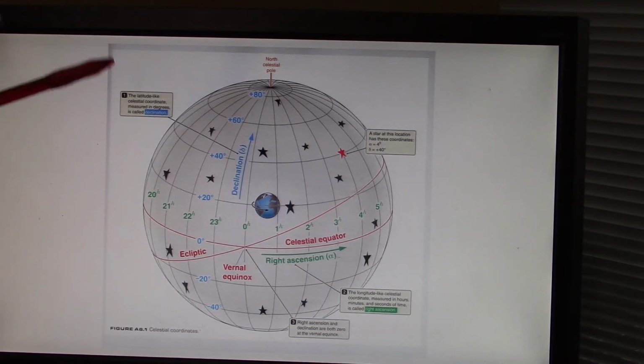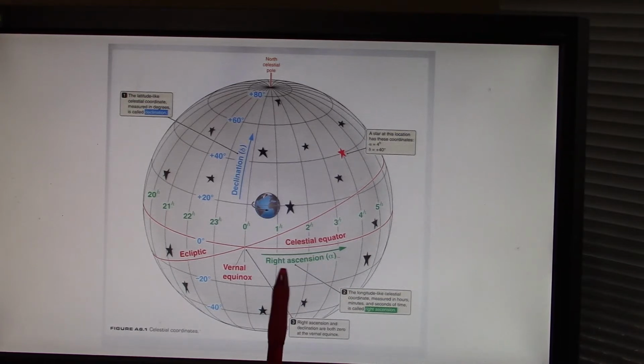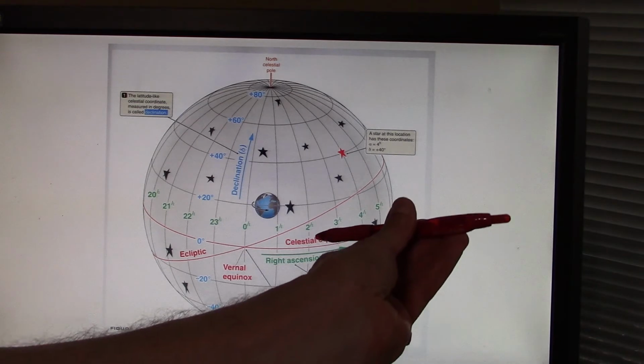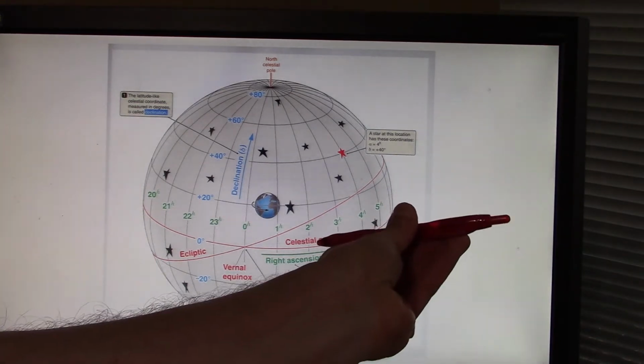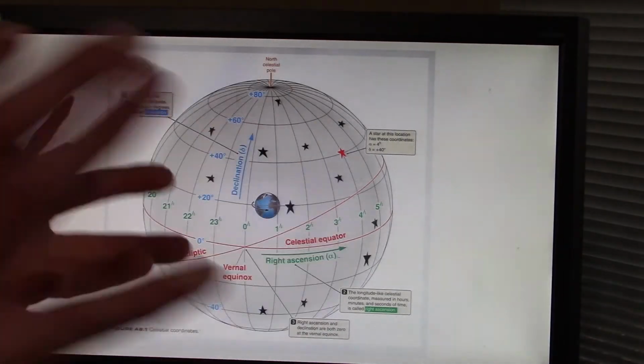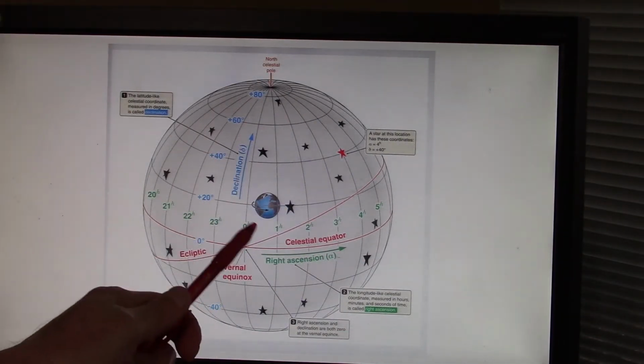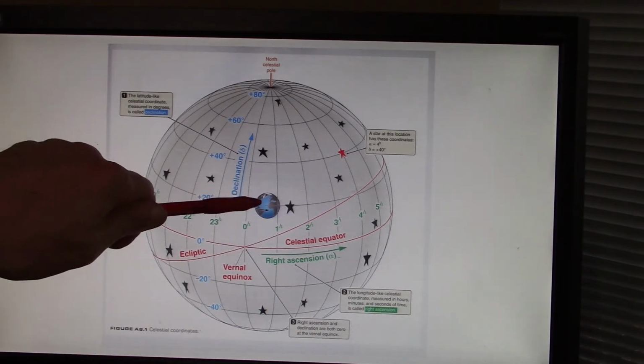So this is a really useful diagram. It's called a celestial sphere. Okay, that term is gonna be on the test. I'm telling you right now. So celestial, right? So celestial, and then sphere, because it's like a ball, right? So a sphere. So as you can see, in the center of this is Earth.